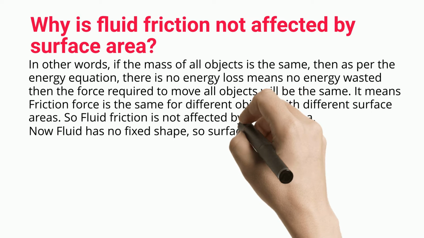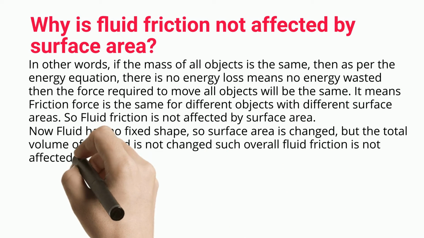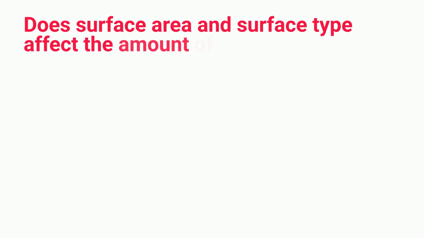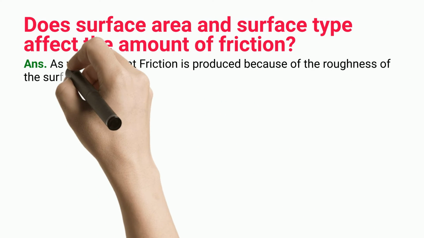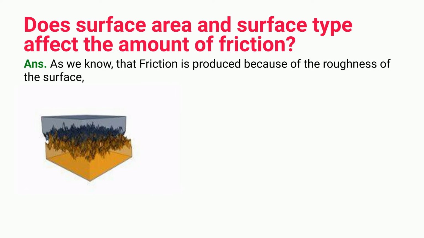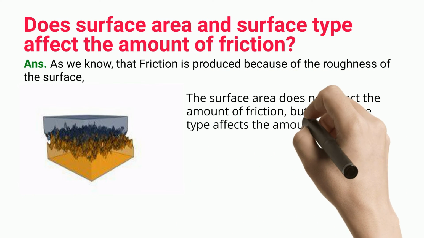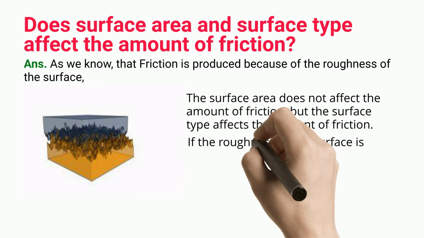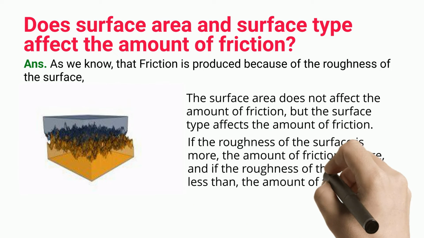Now, fluid has no fixed shape, so the surface area is changed, but the total volume of the fluid is not changed, so overall fluid friction is not affected. Does surface area and surface type affect the amount of friction? As we know, friction is produced because of the roughness of the surface. The surface area does not affect the amount of friction, but the surface type does. If the roughness of the surface is more, the amount of friction is large, and if the roughness of the surface is less, the amount of friction is small.